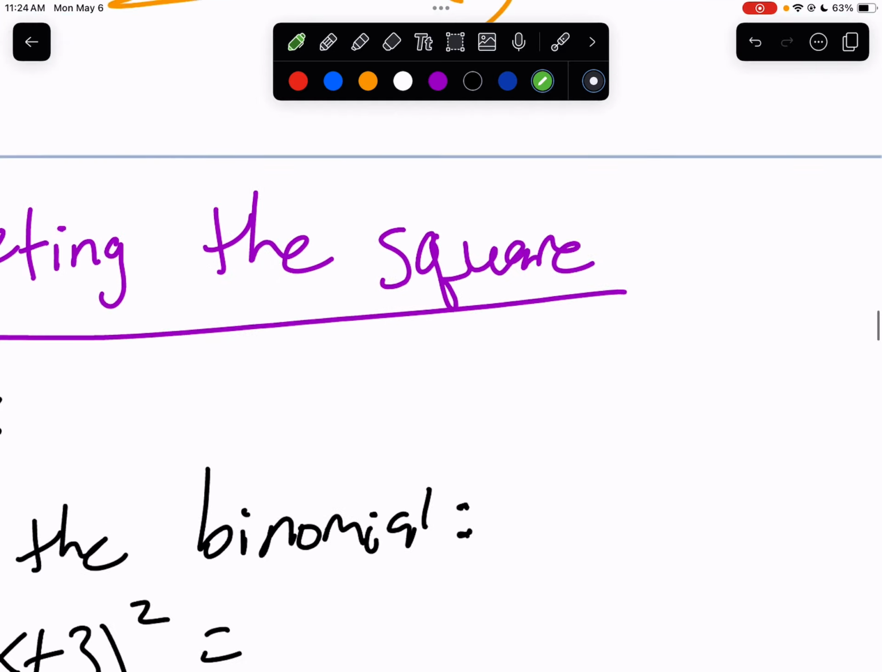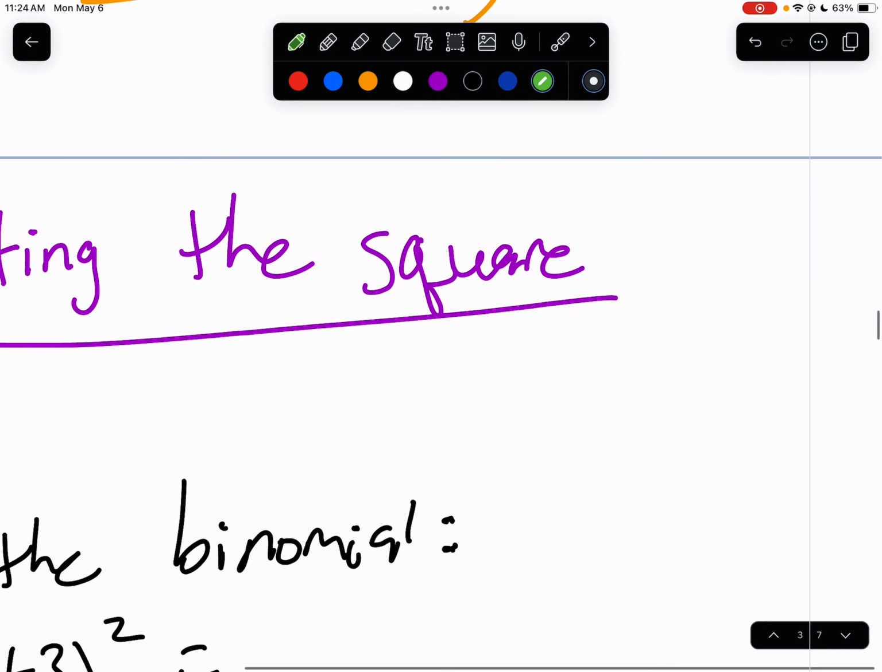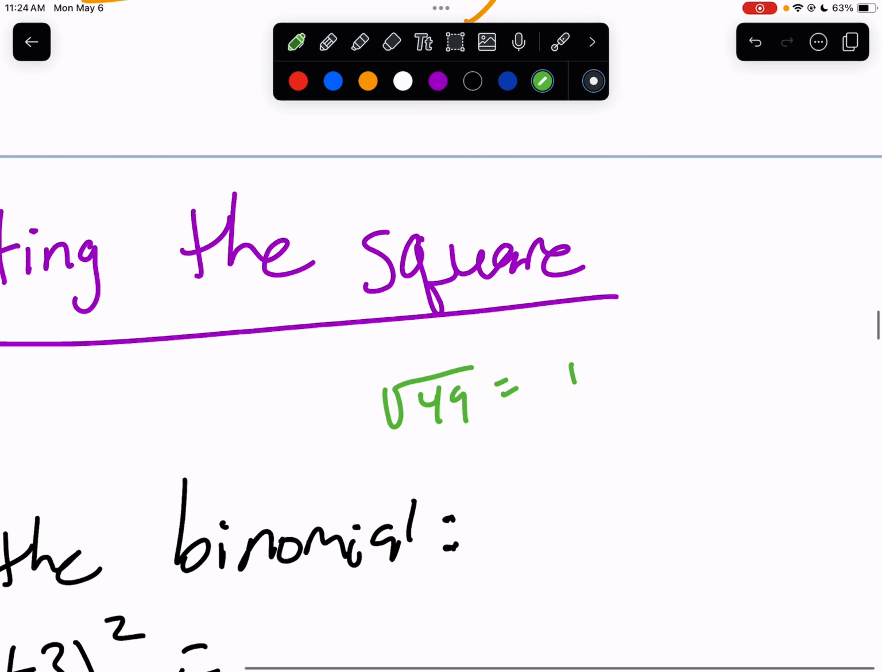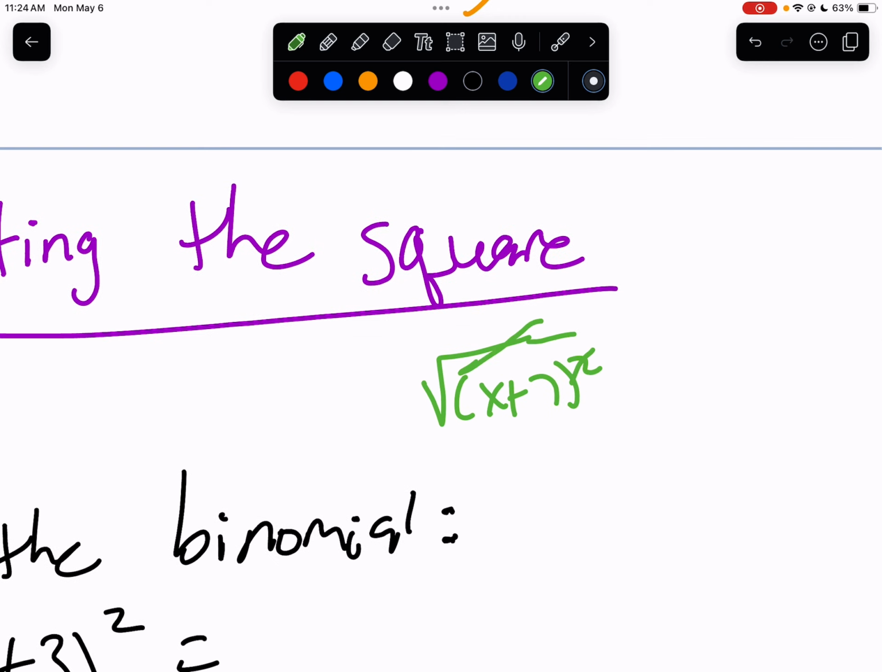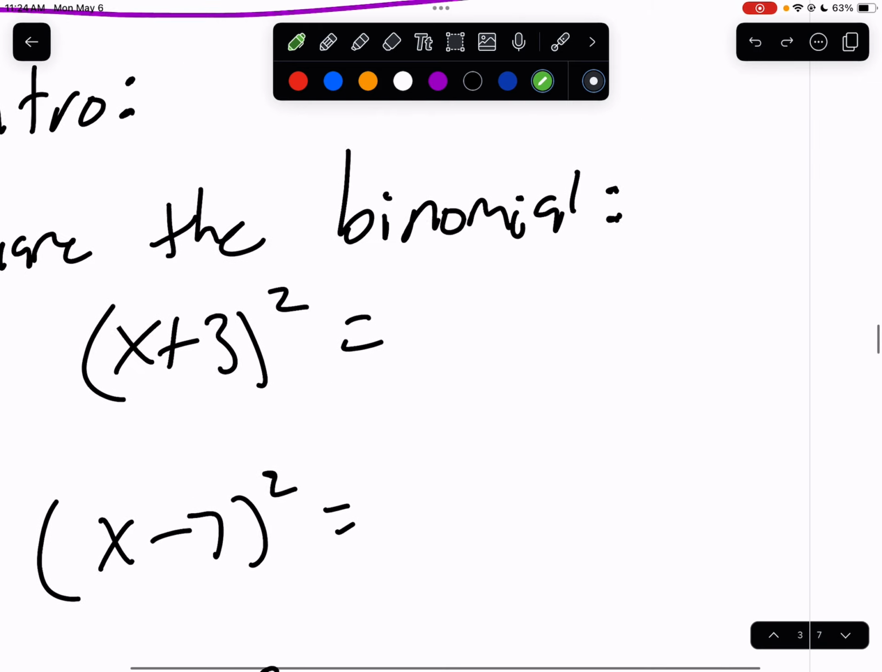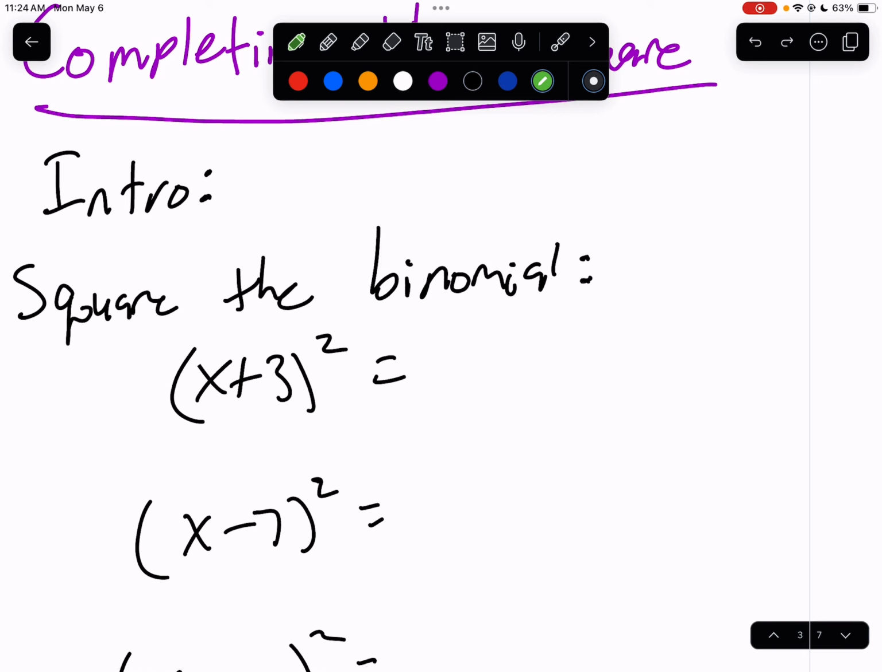But the premise is, if I have a perfect square, right? Like if I have the square root of 49, that's going to be a whole number, right? Plus or minus 7. Or what if I have the square root of x plus 7 squared, right? That would just cancel out. So there's a lot of uses to have perfect squares, my friends. So let's think about this. In order to take square roots, we have to know how to square things. So how would I square this out?